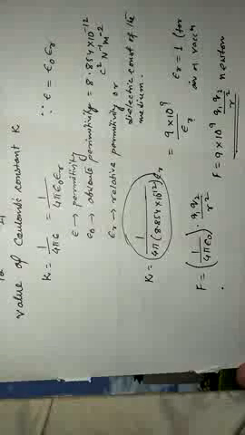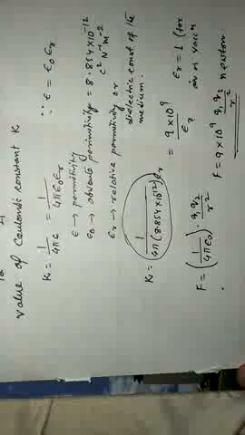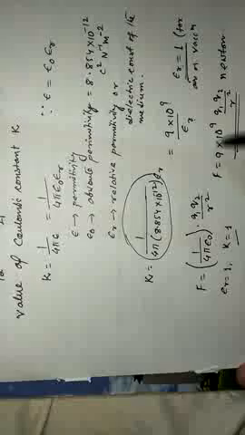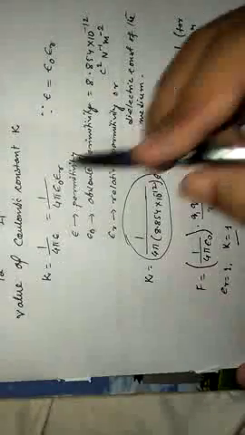For air or vacuum, we can say that epsilon r equals 1. That means if epsilon r is equal to 1, then K is 9 into 10 to the power of 9. So this is the value of K in SI unit, and this value of K is called the Coulomb's constant.